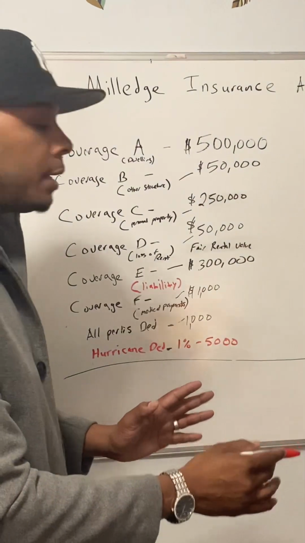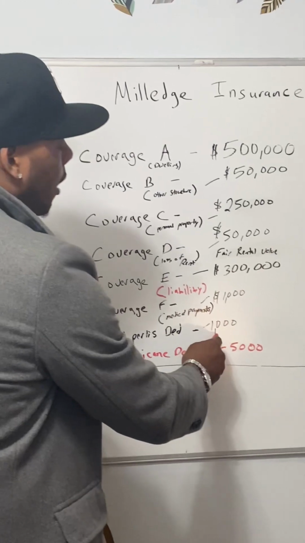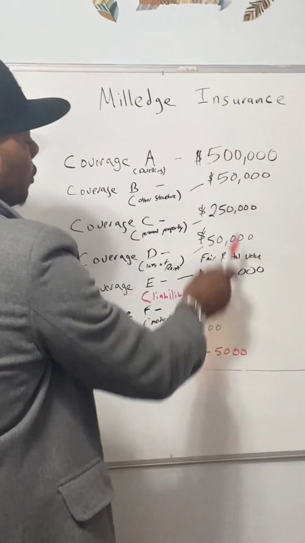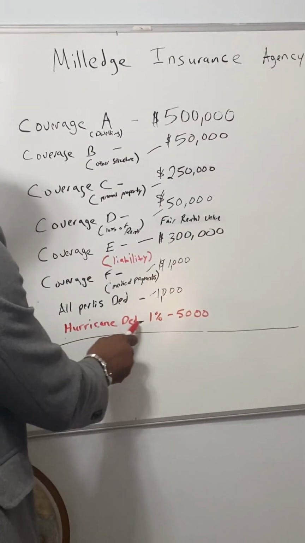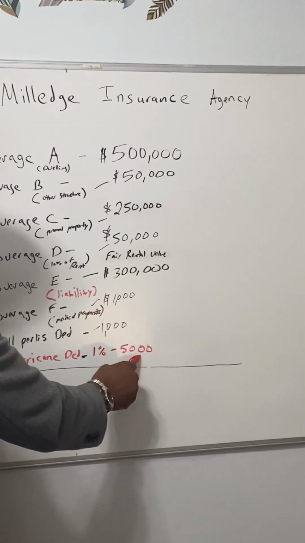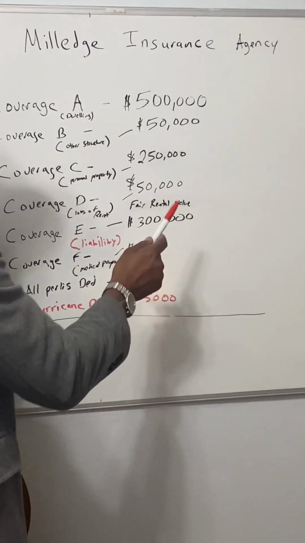It just depends. How the deductible works is that it's the first thing you pay out before the insurance pays out. So in this example, if there's a total loss, you pay the first $1,000 and the insurance will pay the rest. Next, hurricane deductible. In this example, it's $5,000. So before the insurance pays out, you pay the first $5,000, and then they pay the rest.